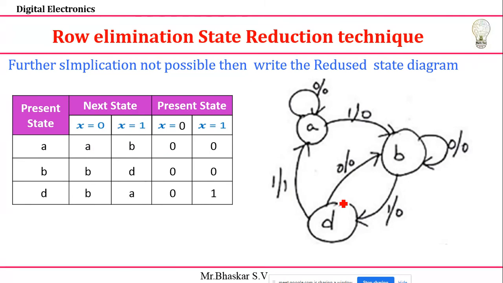Further simplification is not possible, so we write the state diagram. Once I take my complete state diagram, we have 6 states, and now we have reduced these 6 states to 3 states. This is the reduced state diagram. So this is called the row elimination state reduction technique.